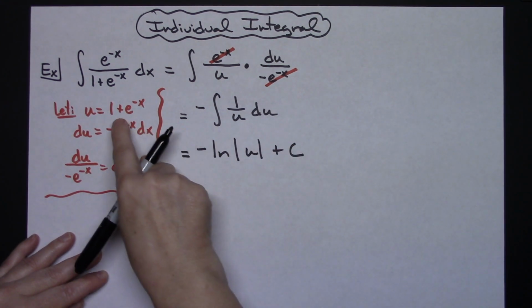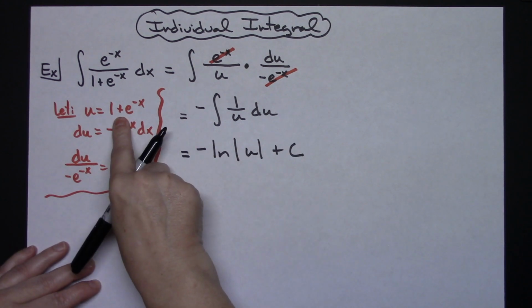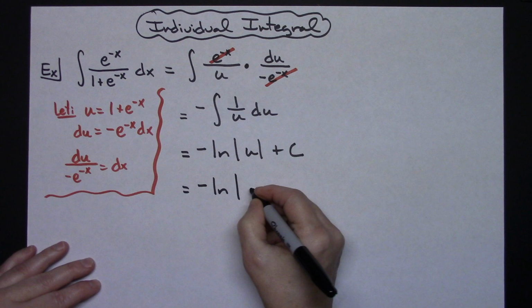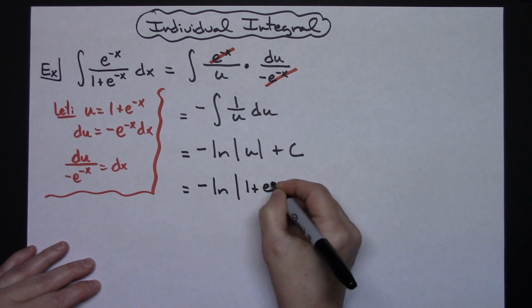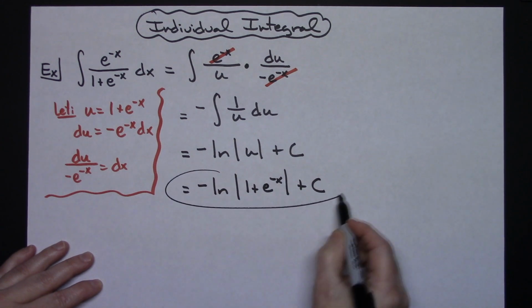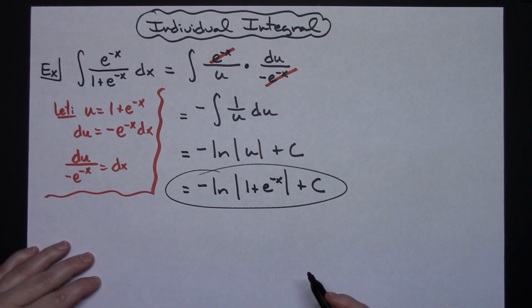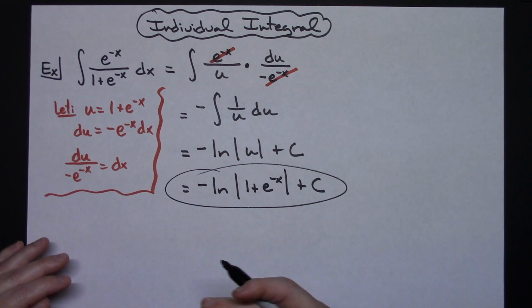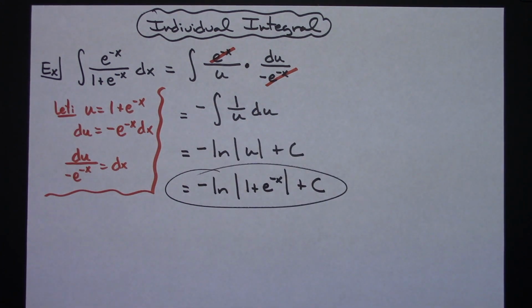Your last step then would be to replace your u with what you let it equal. So negative natural log absolute value 1 plus e to the negative x, and then plus c. Definitely a straightforward u-substitution integral. Very beginning Calc 1 students who are just starting their u-substitution for their integration, this is where you would see this at.